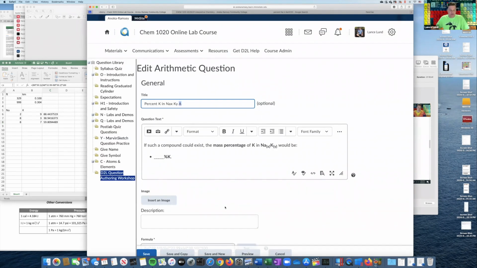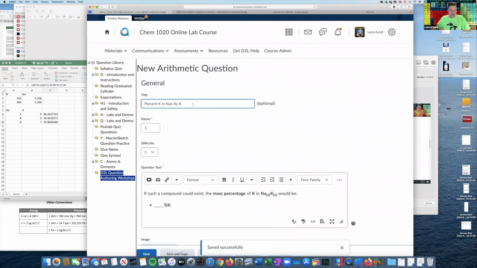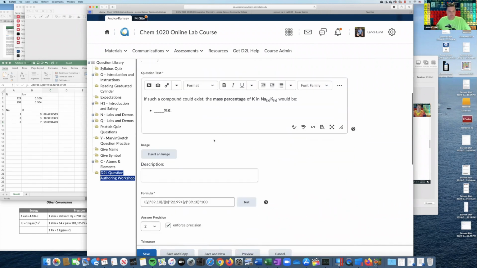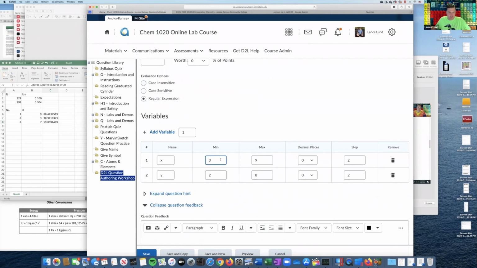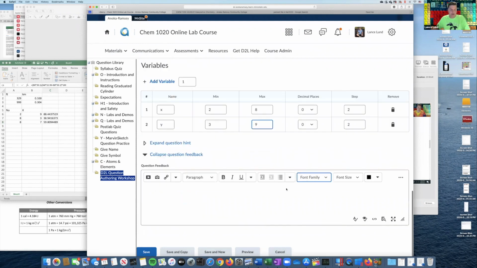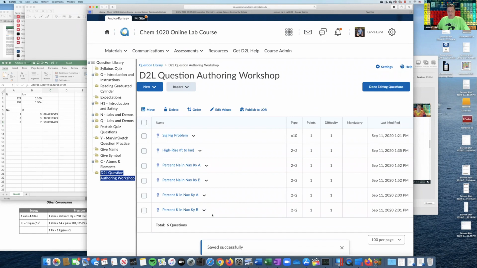And of course, oh, we need to save and copy. And that might have been what I forgot to do last time. We'll go to version B. And of course, to go to version B now, we're going to change these to 2 and 8, and this one here to 3 and 9. And we'll go ahead and save that. There we go. Now we have our different versions.